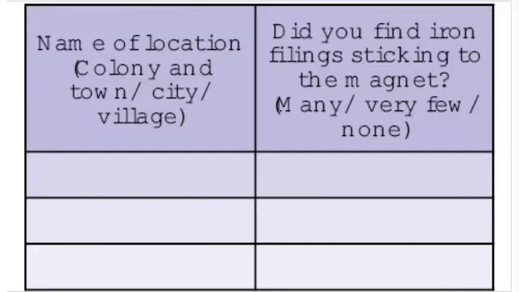Now a table is given to you in which you have to mention the name of the location, meaning the name of the place in which you rub the magnet, like your colony name, town name, city name, or village name. And did you find iron filings sticking to the magnet? If you find many iron filings, then write many. If you find very few, then write very few, or otherwise none. If no iron filings are sticking to the magnet, then write none. So you have to fill this table yourself.